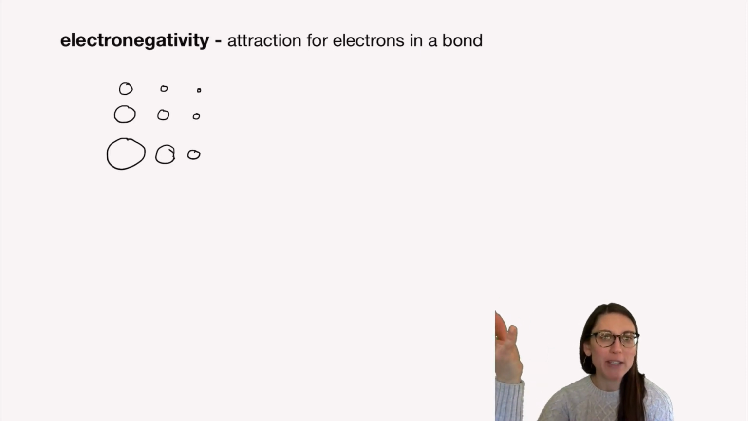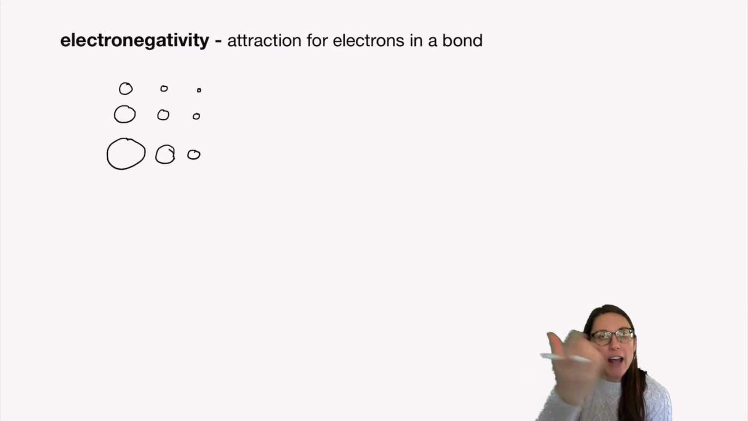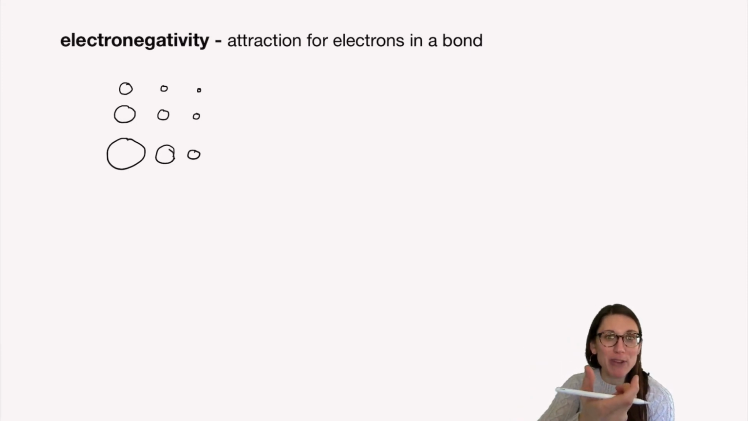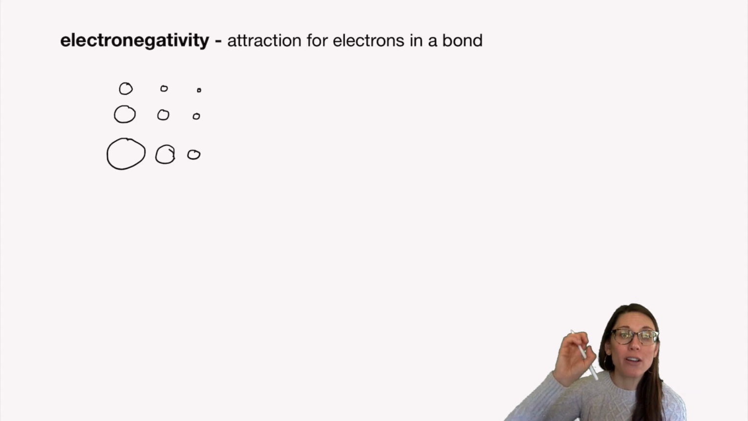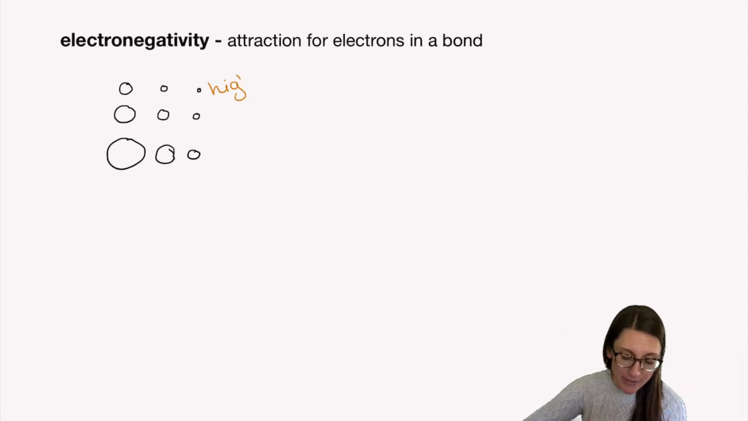When two atoms come together, they're going to find that magic bond length where they have the maximum attraction for electrons. Think about what's happening to those electrons. They're attracted in a covalent bond to the nucleus of the other atom. The closer they are to that other nucleus, the greater that attraction is going to be. As a result, we see that the smaller atoms on the periodic table have higher electronegativity.